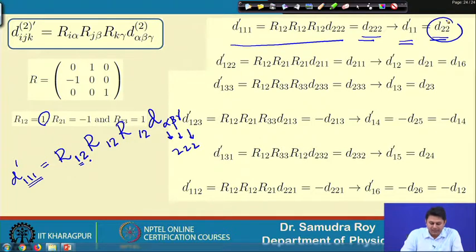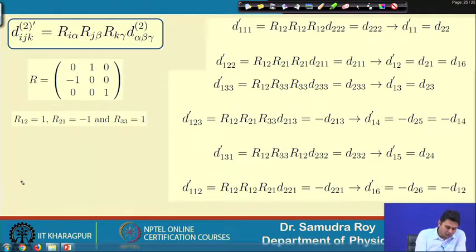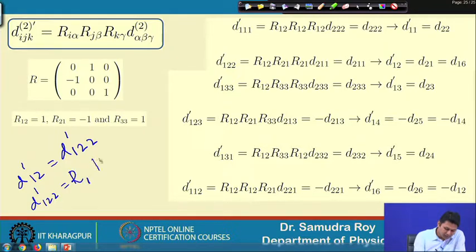Okay. Now, next, what should be the value of D122? The next one is D12. So, D12 prime is D122 prime. Now, we know that D prime 122 means I have to put R1 here, R2 here and R2 here, because ijk here is 1 2 2. So, i is equal to 1, j is equal to 2, k is equal to 2.